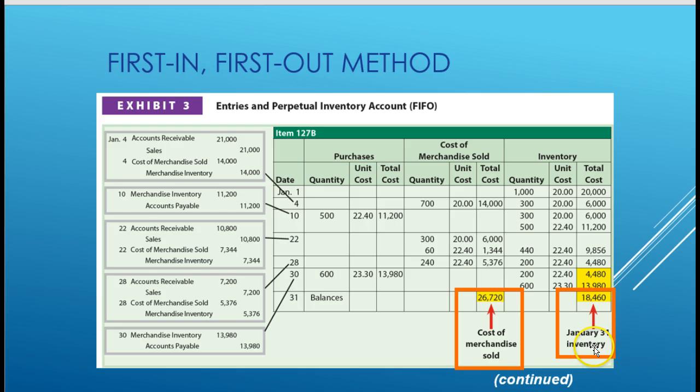So here's my inventory on January 31st: $18,460. How much was my cost of goods sold overall? $26,720. Now that's first in, first out.